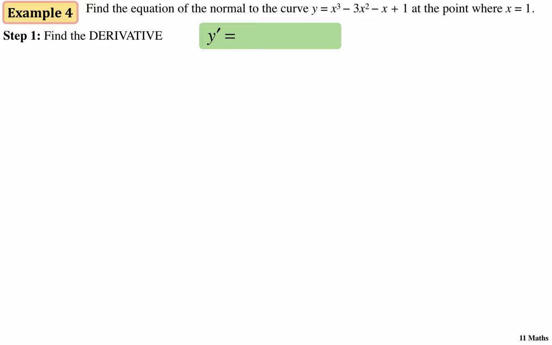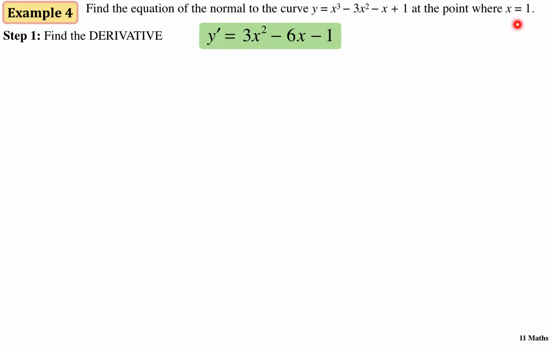When you're differentiating, the x cubed becomes 3x squared because the power goes out the front and decreases by 1. Minus 3x squared, the 2 in the power comes out the front, 2 times minus 3, minus 6x to the power of 1, minus 6x. The derivative of minus x to the power of 1, move it out the front, you get minus 1x to the power of 0, which is just minus 1. Constant drops out. So we've found the derivative.